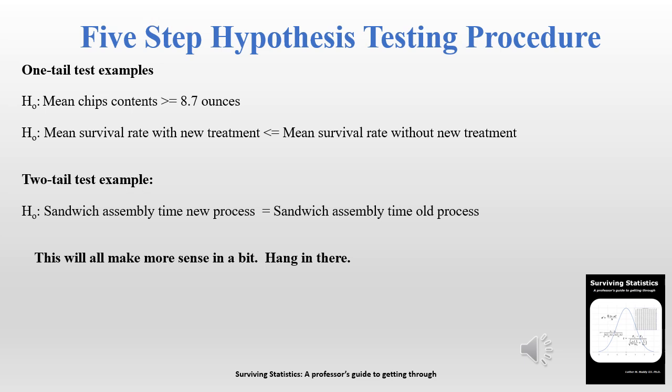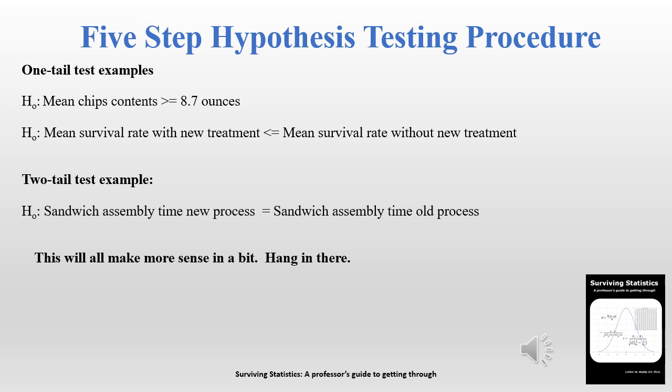That's a one-tail test. A two-tail test example would be the null hypothesis that our sandwich assembly new process is equal to the old process. In this case, we're looking for times in either direction. Now this will start to make a little bit more sense as we continue on here, so hang in there a bit.